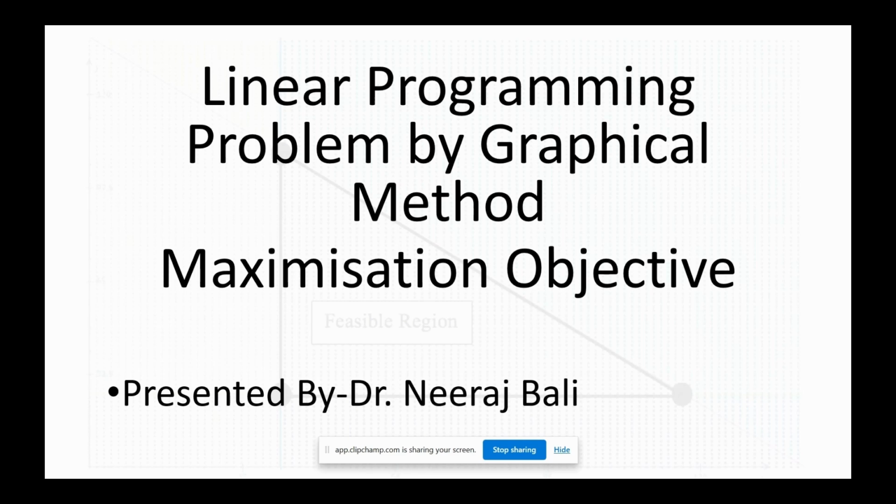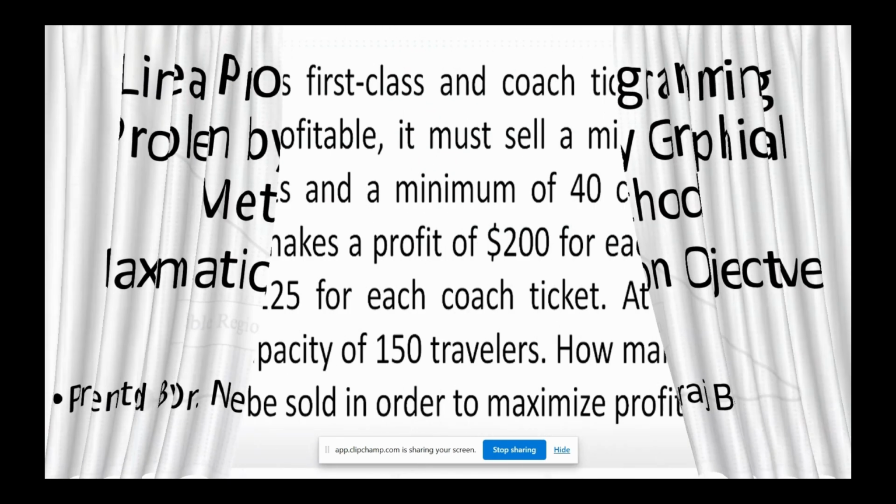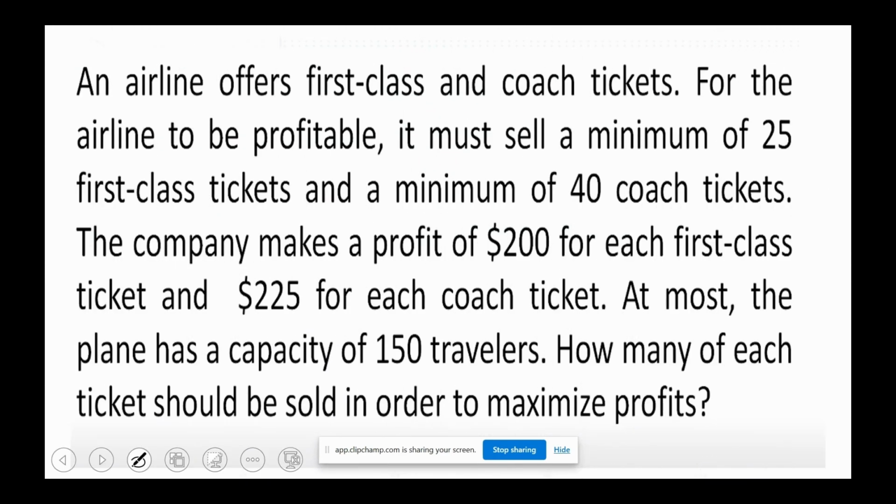Friends, today we are going to talk about the linear programming problem, which is called LPP, by the graphical method. So today we are going to learn about maximization. Now this is our question.